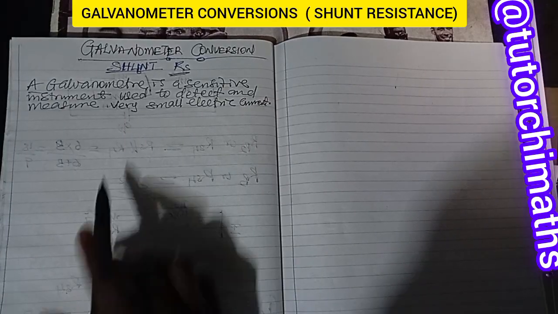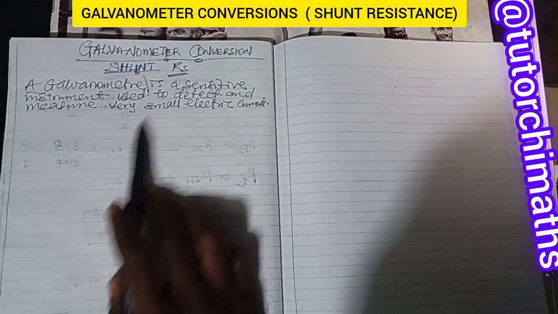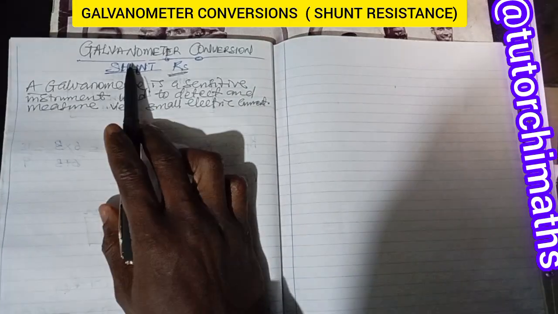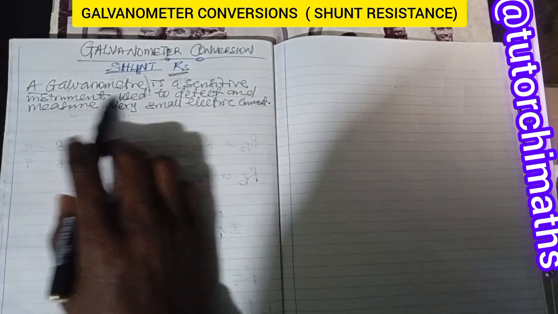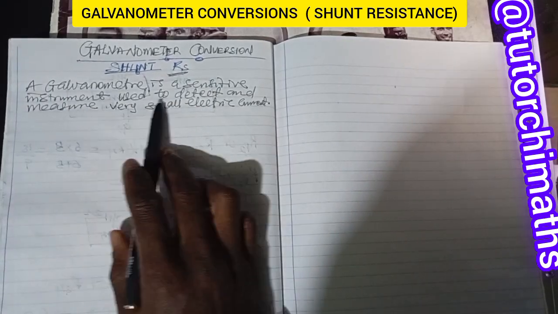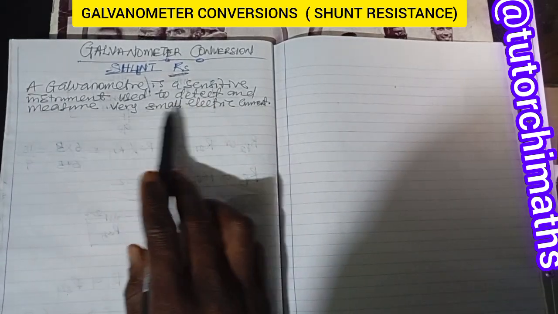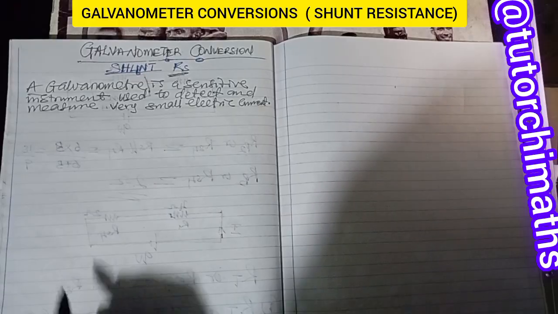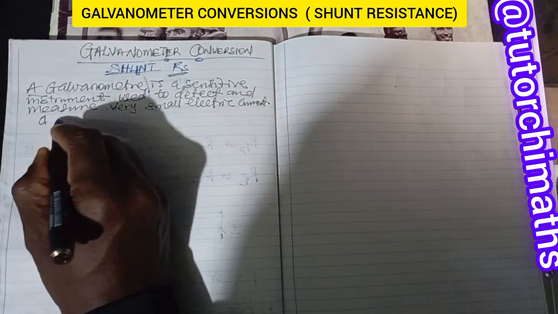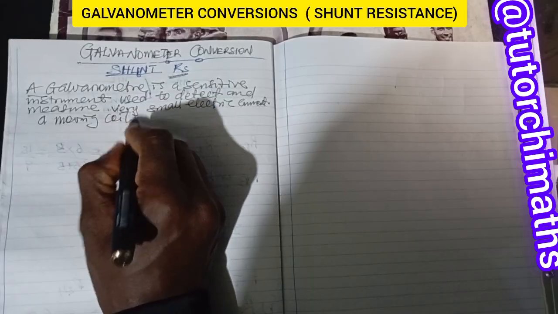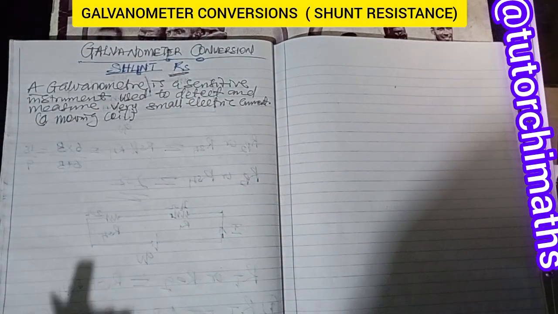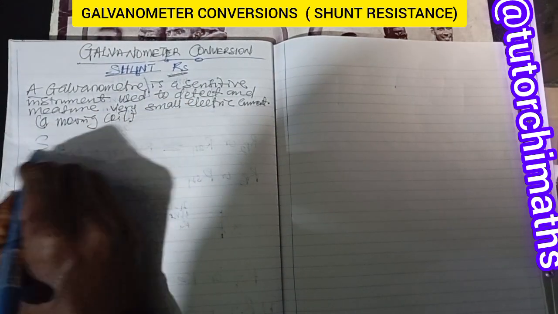Welcome back. Alright, let's consider galvanometer conversion. That is shunt. Converting a galvanometer to ammeter. A galvanometer is a sensitive instrument used to detect and measure very small electric current. It is also known as a moving coil. Okay, good. Alright, now let's consider shunt.